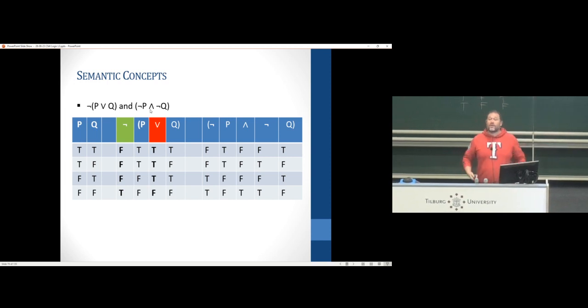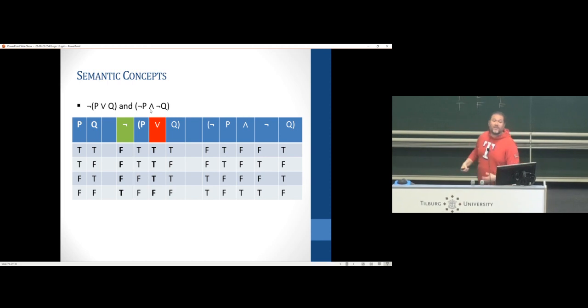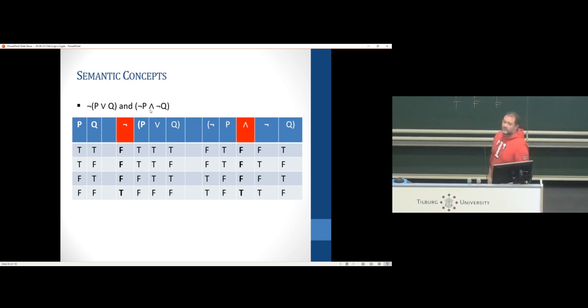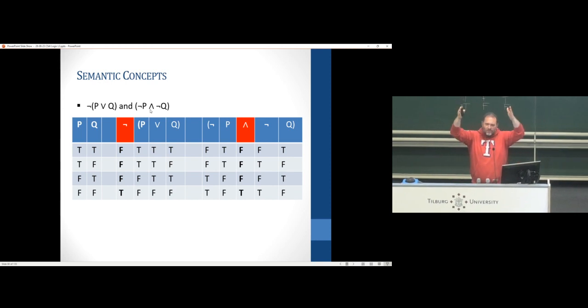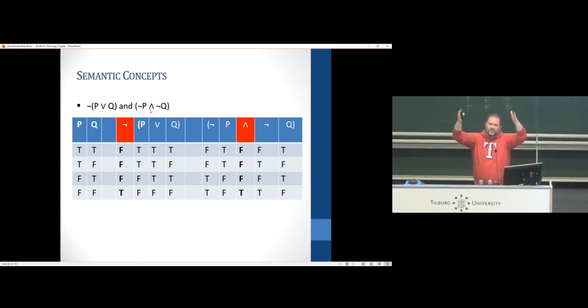And note, what we've done now is built a table for these two sentences together. To tell if these are tautologically equivalent, we look at the columns of their main operators. And these columns have to be identical. That is, whenever there's a T, it's got to be in both. Whenever there's an F, it's got to be in both. If there's any difference at all, they are not equivalent.